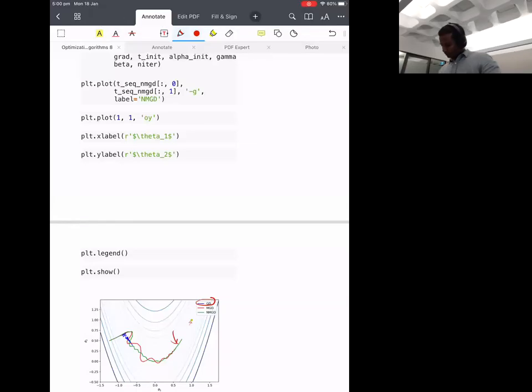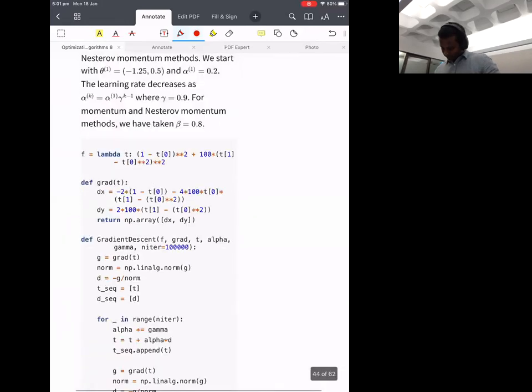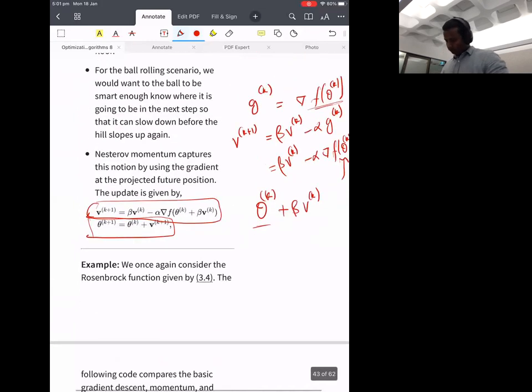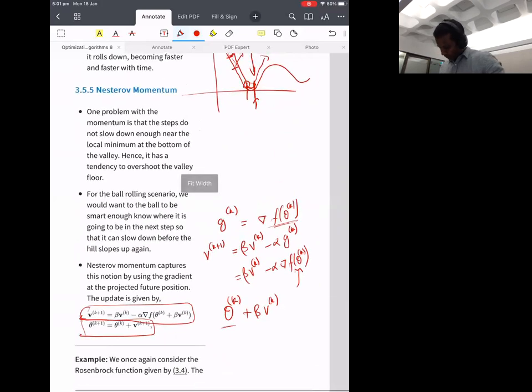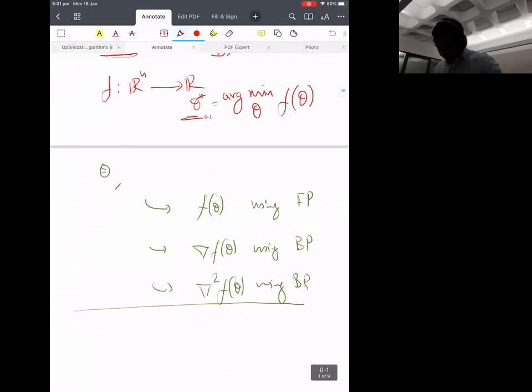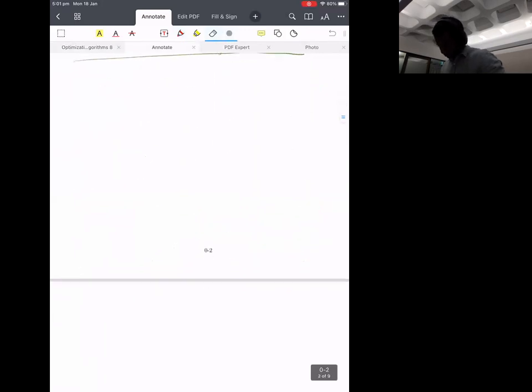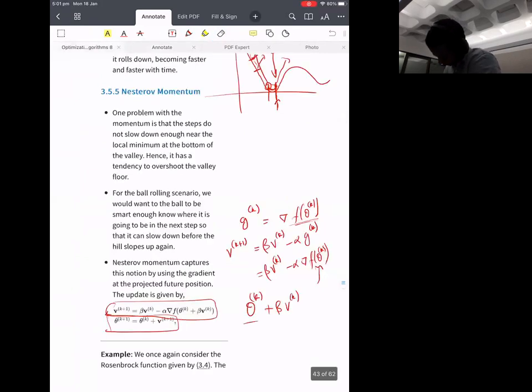Okay, welcome back to the third lecture. So there is a question about Nesterov method. Let's look at what the question is. Yeah, the question is: what is the intuition behind this particular update? Let's spend a little bit of time. What is the update we have? If you look at this.